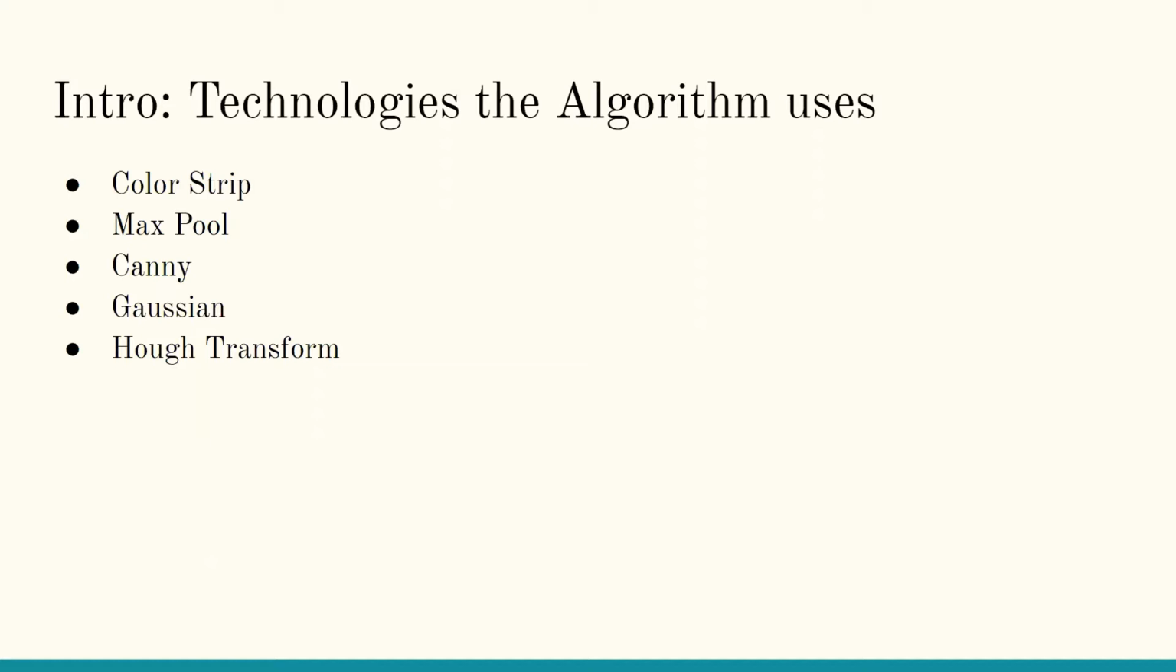The third thing is that we did the Canny edge detection. We find the edges of the pictures and the edges of the road. Then we use the Gaussian filter to smooth anything and take out any noise. And lastly, we use the Hough transform to find the edges of the track.